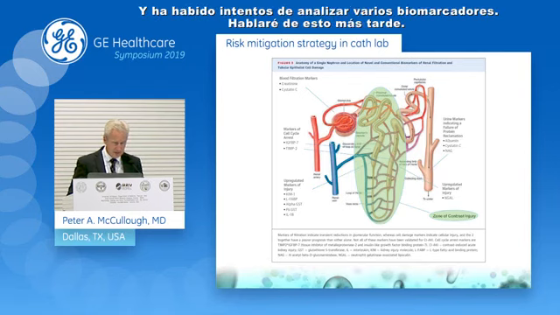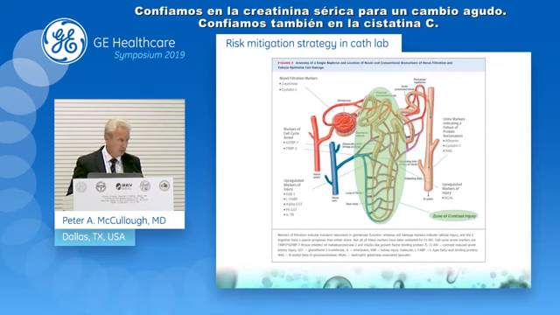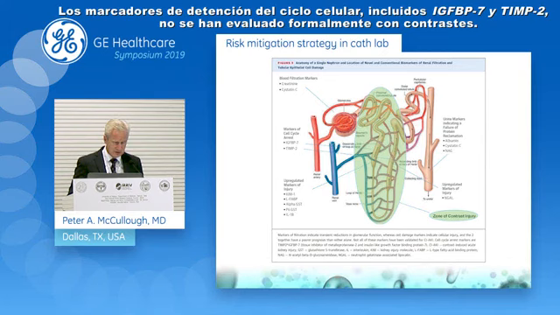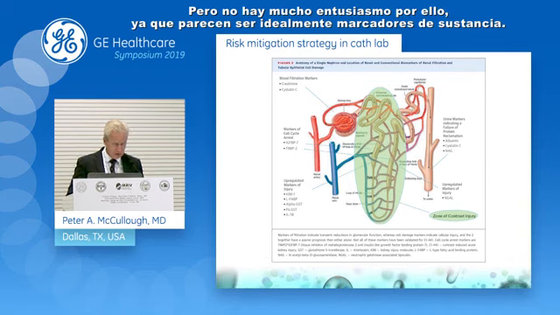And there have been attempts at looking at a variety of biomarkers. I'm going to talk about this later on today. We rely on serum creatinine for an acute change. One could also rely on cystatin C. The cell cycle arrest markers, including IGFBP7 and TIMP2, have not been formally assessed in contrast. But there isn't much enthusiasm for them since they appear to be really ideally positioned as sepsis markers.